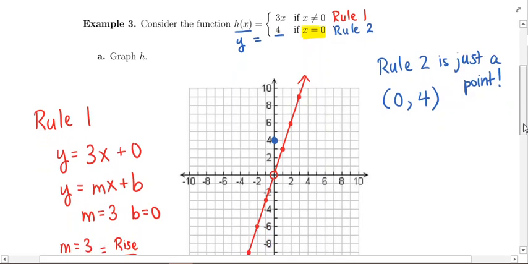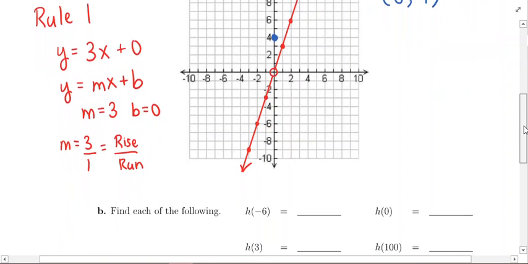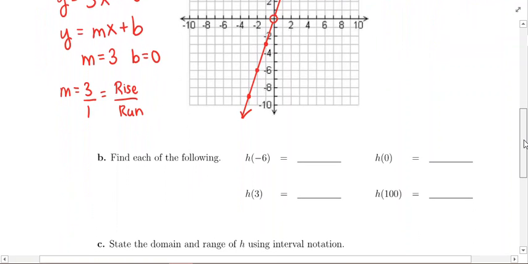It consists of the red line with the hole at the origin and the point (0, 4), which is a closed circle. It is again saying that the rule is basically the red line except at x equals 0. At x equals 0, the rule is the dot. Okay, this is the graph. All right, so let's try to evaluate this function.